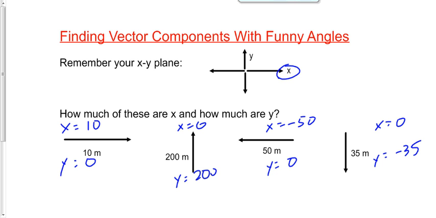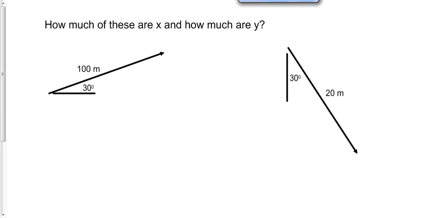We got to do the same thing, though, if we have a funny angle. We have to figure out how much is X and how much is Y with the funny angle. How much of these ones are X and Y? This is harder, isn't it? Hey, when I see this question, question number 1, 5 words should come to my mind. I don't like funny angles. Good. Okay, that's the first thing that I want you to recognize.